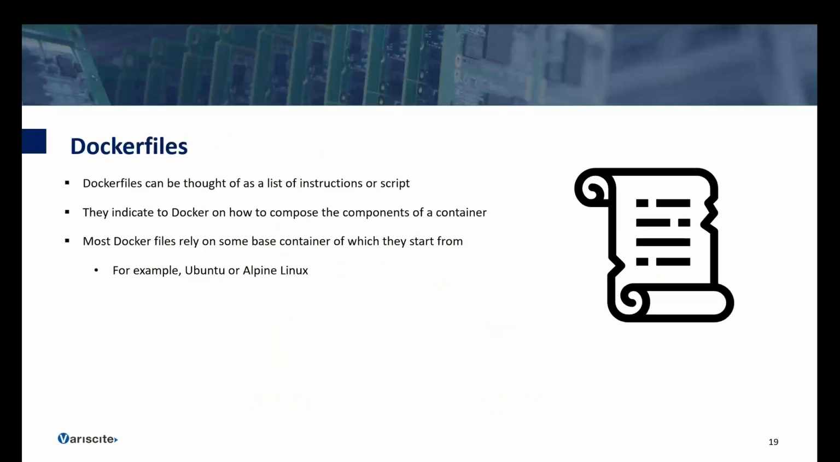So Dockerfiles, like I said, can be thought of as a list of instructions or a script indicating to Docker how to compose the components of the container. Most Dockerfiles rely on some base container from which they start. For example, Alpine Linux is very popular, or Ubuntu. So a container will essentially inherit a base and then add extra things on top of it that it needs for that specific application.